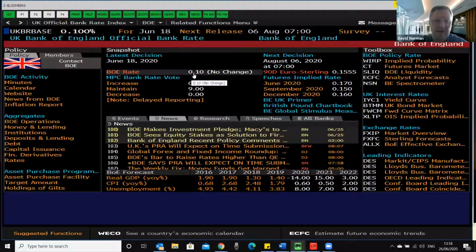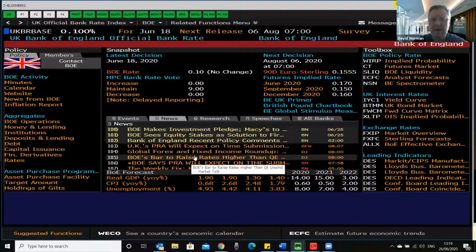You can see that the current level is 0.10, and we can look at specific Bank of England information. We can then decide what to look at. There's plenty of things we can see on the left-hand side here.